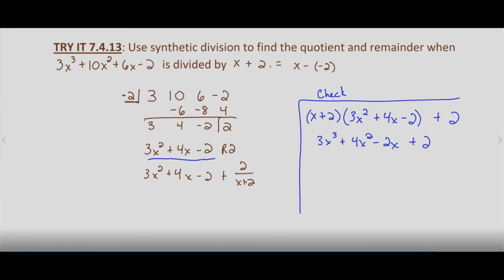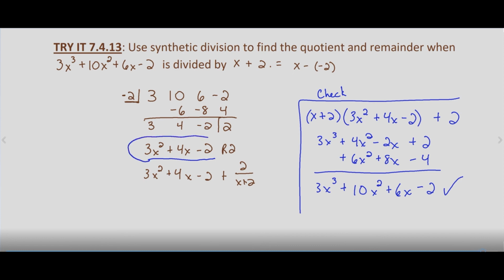Distribute the 2, and we end up with 2 times 3x squared is 6x squared. 2 times 4x is 8x. 2 times negative 2 is minus 4. And if we combine like terms, we end up with 3x cubed plus 10x squared plus 6x minus 2. So our solution checks, and that tells us that with a remainder using synthetic division, our solution is 3x squared plus 4x minus 2 with a remainder of 2.